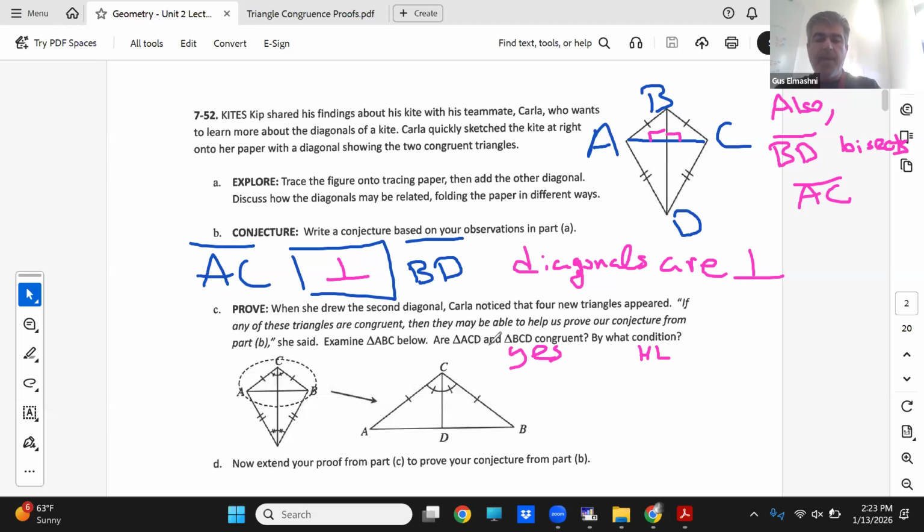Actually, no, I take it back. It's going to be by side angle side. Here's what's happening. I already know it's perpendicular. Correct. We know AC is congruent to BC. And angle ACD.